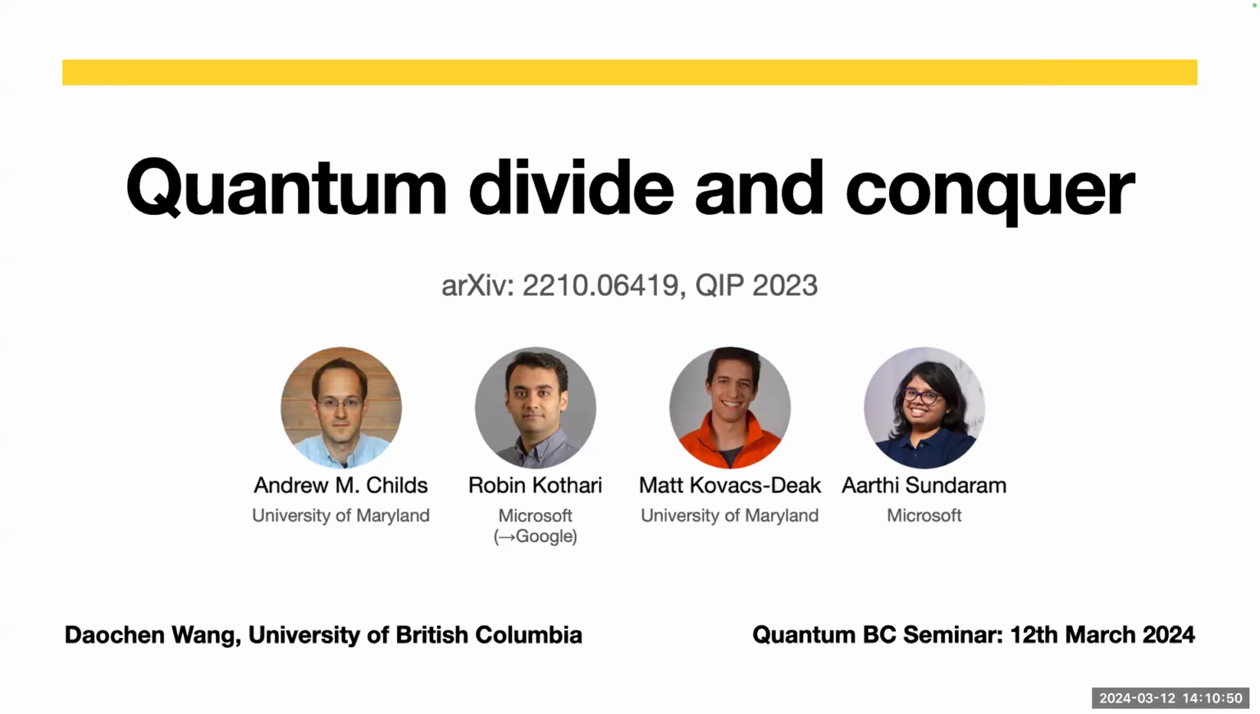So today, we have the pleasure to introduce Daochen Wang, who is a relatively new addition to the UBC computer science faculty. And Daochen got his PhD working with Andrew Childs at the University of Maryland, and he's been working on a variety of very interesting topics in quantum algorithms and quantum complexity theory. And today we're going to hear about some of the ideas he's working on and bringing divide and conquer algorithms to the quantum domain.